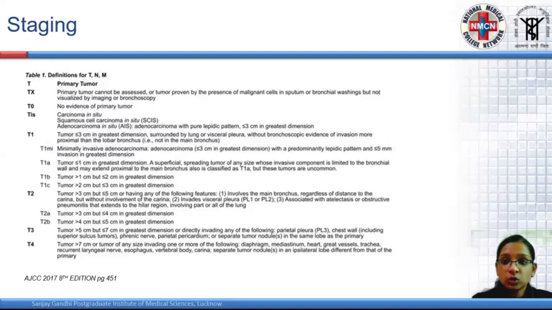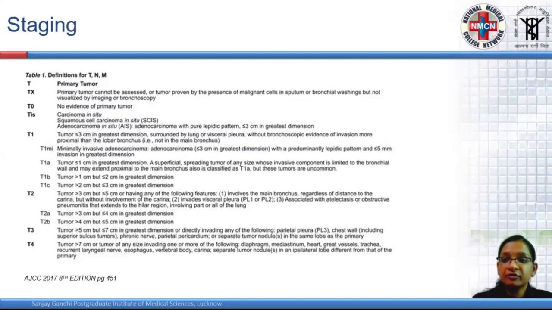Or if it involves the main bronchus, but there should not be an involvement of the carina. If it invades visceral pleura, and if there is an associated atelectasis or obstructive pneumonitis. T2 is further subdivided into T2a and T2b. T2a is greater than 3 but less than or equal to 4, and T2b is greater than 4 but less than or equal to 5 centimeter.